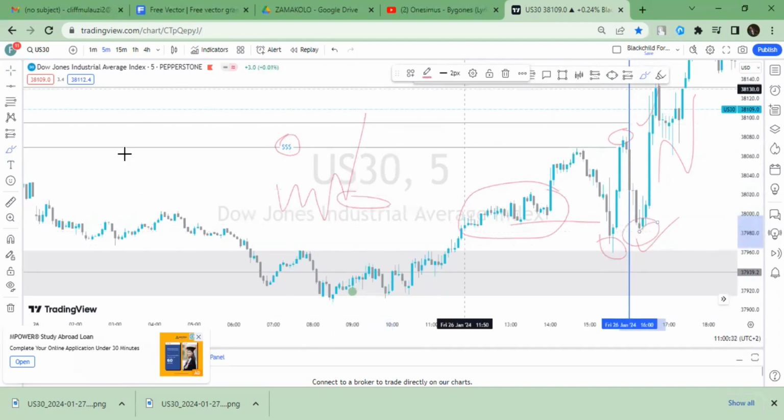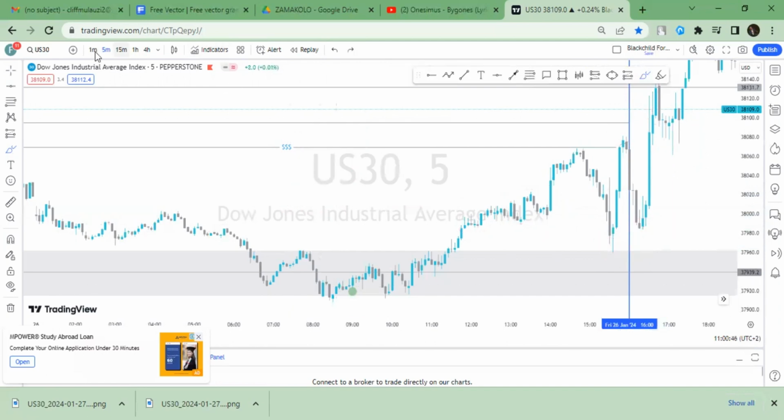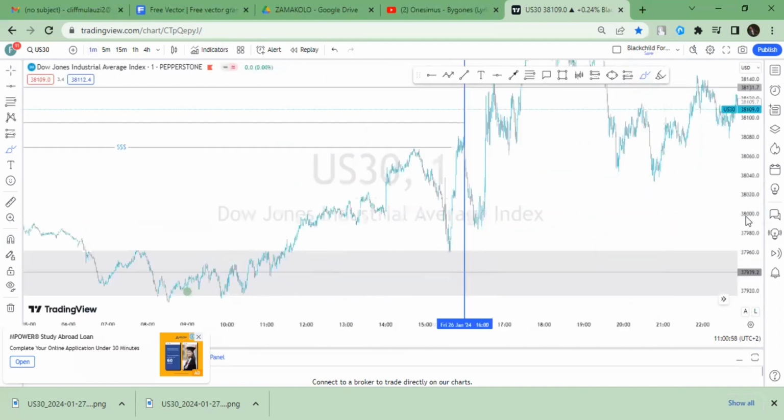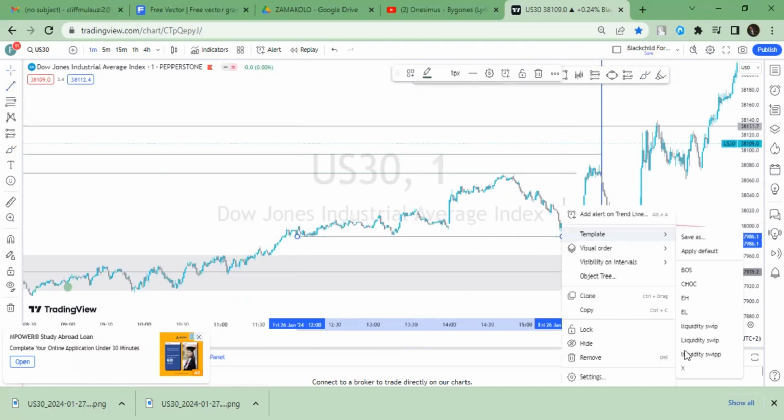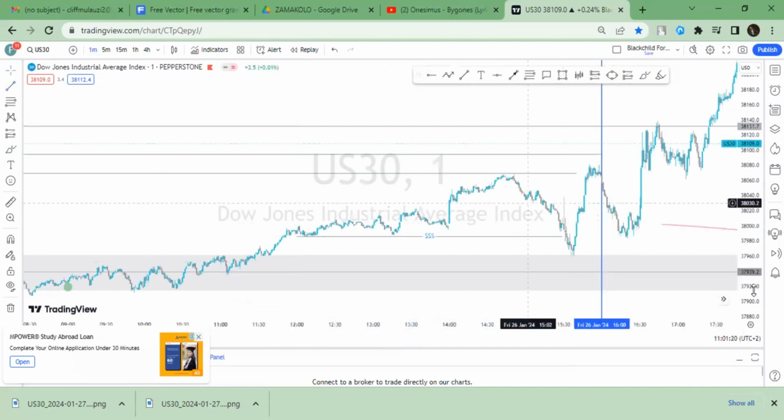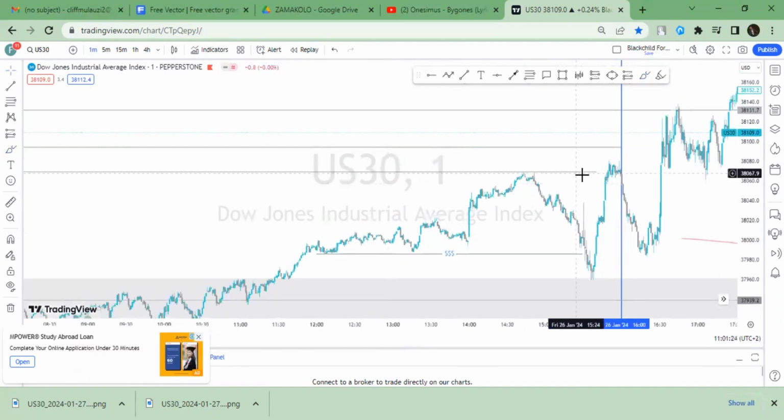So let me just move. Okay, so let me just go on a 1-minute time frame. All right, guys. So this is our area where we're having liquidity, and I'm going to denote it as this thing, and we're having another area which is on top here. So this is a place where there's a lot of liquidity.